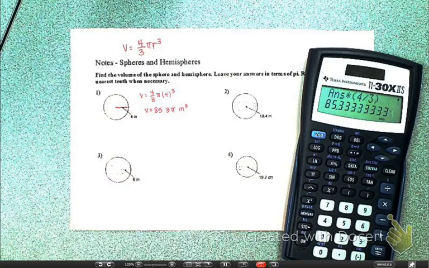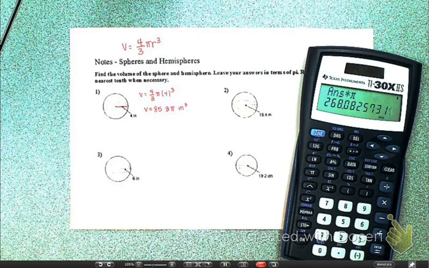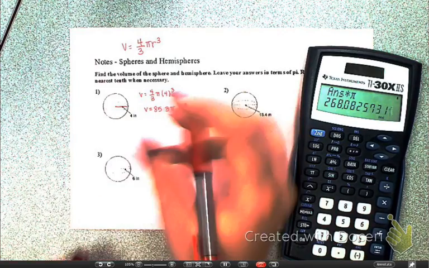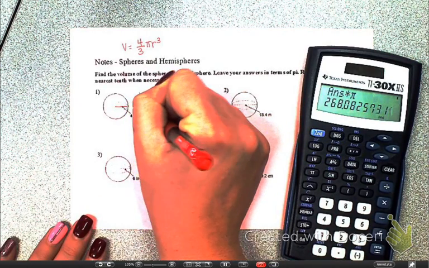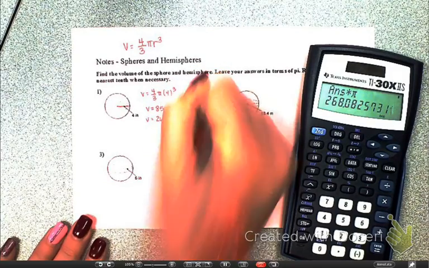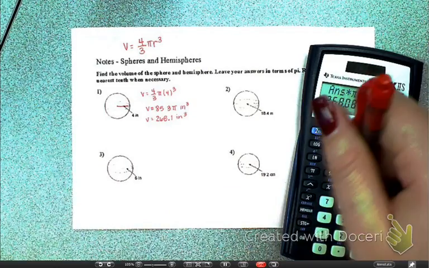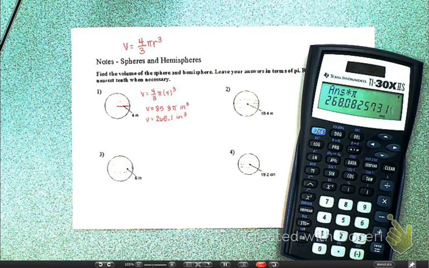If I want that rounded to the nearest tenth, multiply it by pi. 268.164. Just like that. So 268.1. Now, if you got something slightly different, let me tell you why. If you round too much and you delete it from your calculator, your tenths value is going to be off.